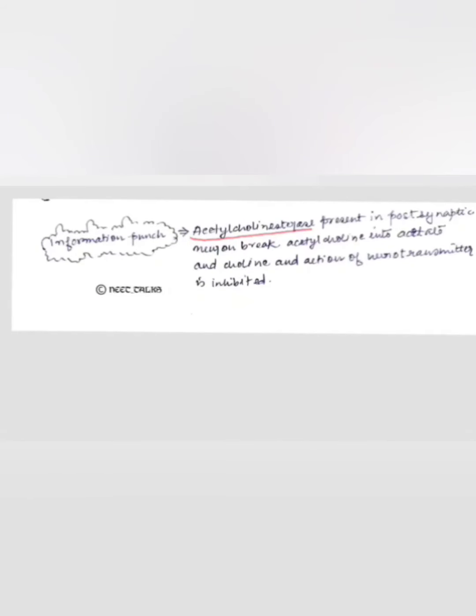Okay. Now here is one information punch for you. When the neurotransmitter is acetylcholine, then the acetylcholinesterase enzyme present in the postsynaptic membrane breaks the acetylcholine into acetate and choline. Why? Because what is the function of the neurotransmitter? Its function is to carry the impulse. So when it is done with its function, it should be reused by the body. For that, it is broken into acetate and choline, that is the usable forms, so that it can be used in the formation of more acetylcholine or maybe some other component of the body, right?